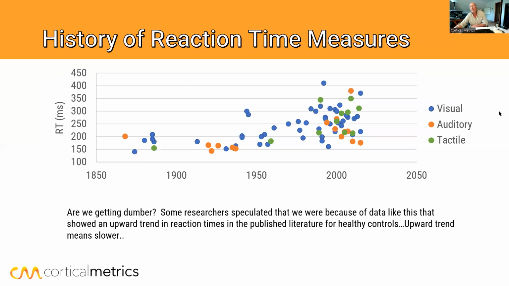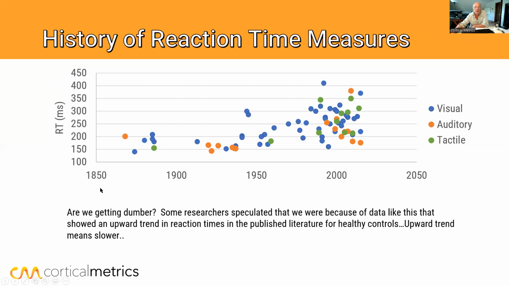Here's the long version, and it's actually pretty good. First, let's look at the history of reaction time measures. How do we read this graph? This graph goes from 1850, that's the year 1850, up to 2050. We're not there yet, but who knows what's going to happen once we get there.